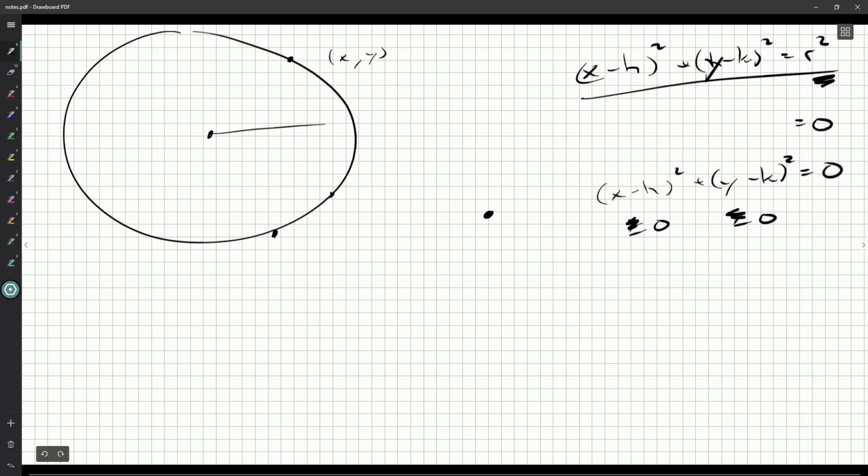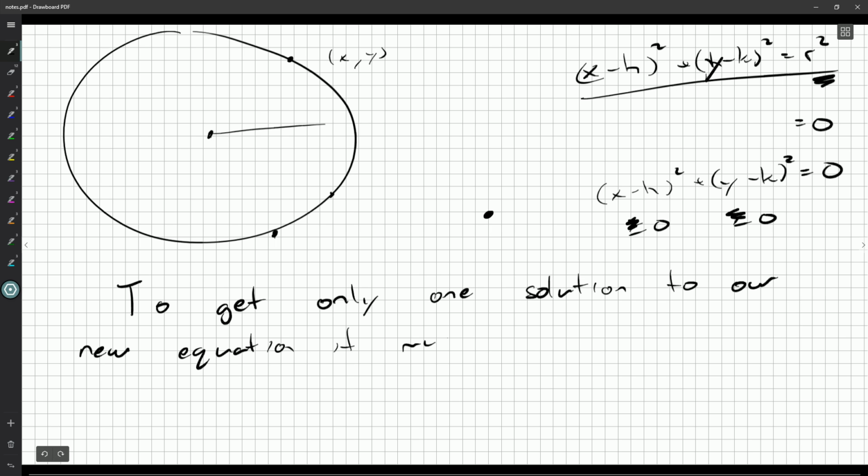Okay? So to get only one solution to our new equation, it must represent a degenerate circle. You don't have to write this, I'm just adding it in. So 2t plus 2 needs to be equal to 0. We've got to have that.